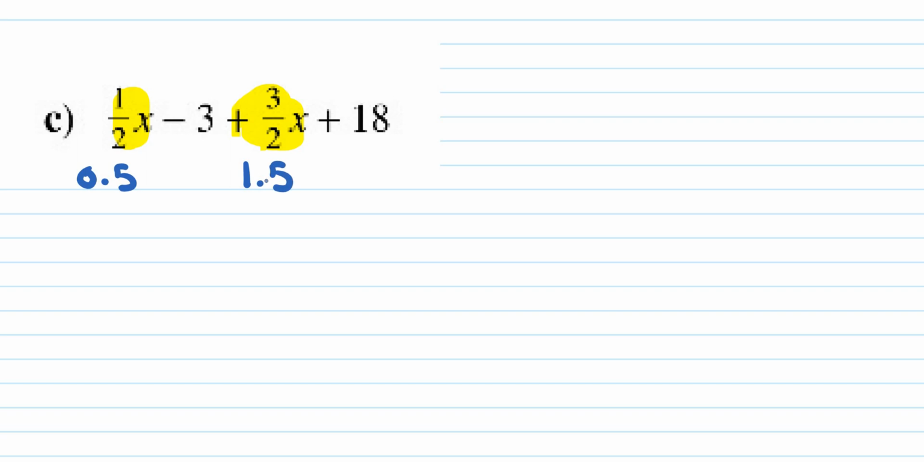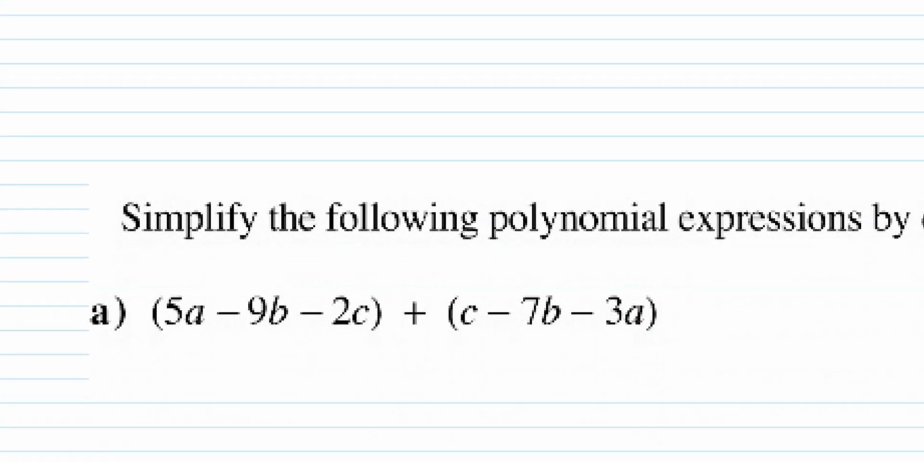So if I add 0.5 and 1.5, I get 2, so it'll be 2x. And negative 3 and plus 18. So think about that as 18 minus 3, which is going to be plus 15. And that's it. Let's move on to the next one here.